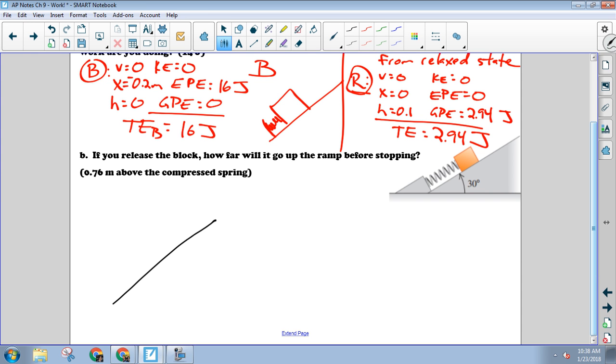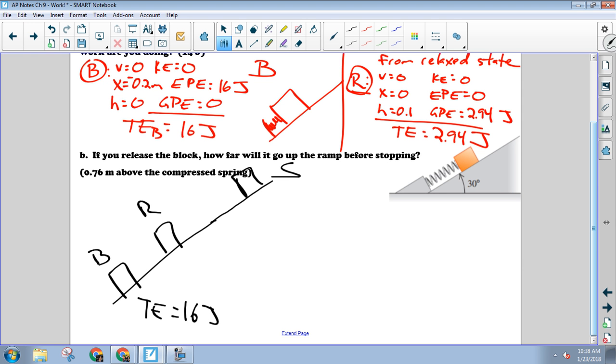So here's our drawing. Here's our block at the bottom. The total energy here is 16 joules, right? If you release it, if you let go of it, the spring is going to go ka-chunk. It's going to go through the relaxed state, and it's going to keep going up the ramp until it gets to some point up at the top where it stops. So let's call that point S, as in that's the point where it stops.